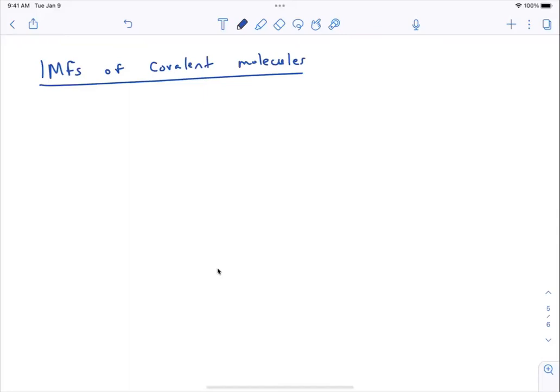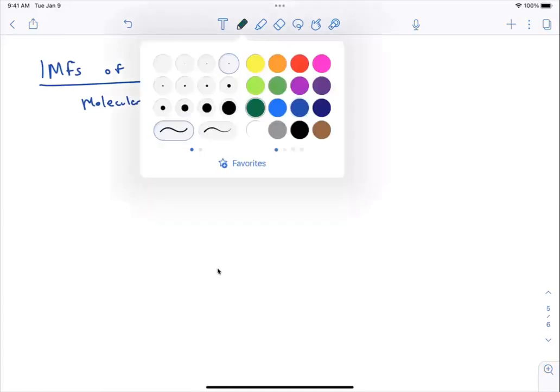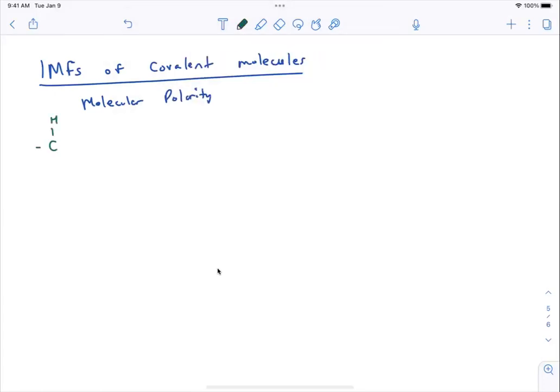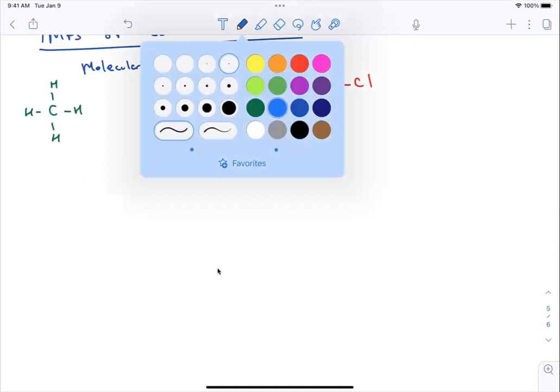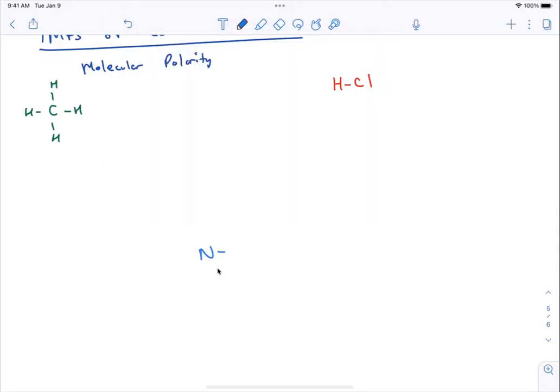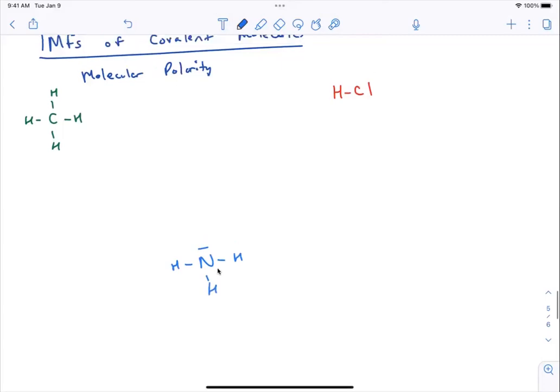IMFs, the covalent molecules. I'm not going to go into bond polarity and stuff like that. I want to just focus on molecular polarity because we're running out of time today. Molecular polarity is what determines IMFs, and that's the overall polarity of the molecule. I'm going to draw three structures here.